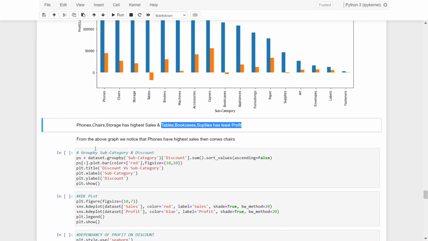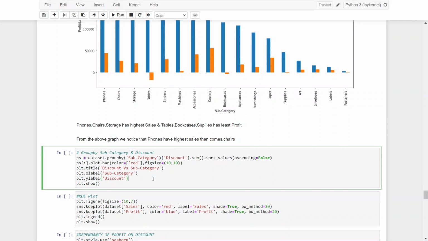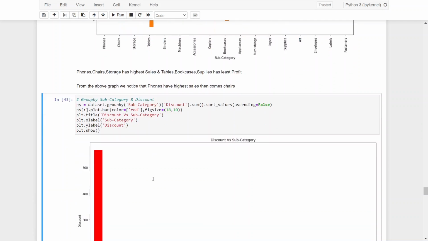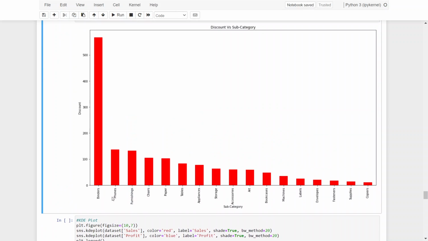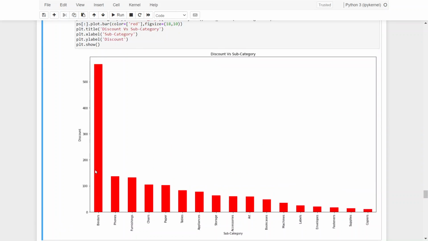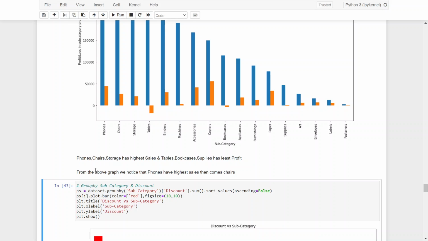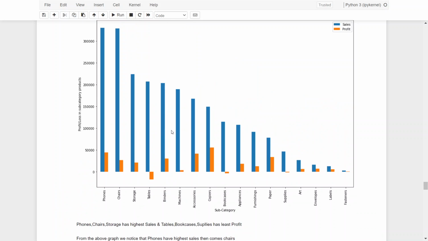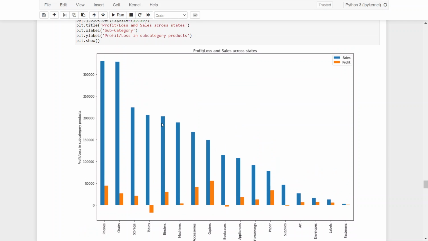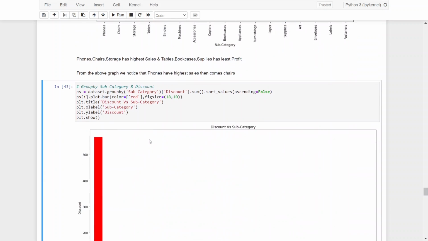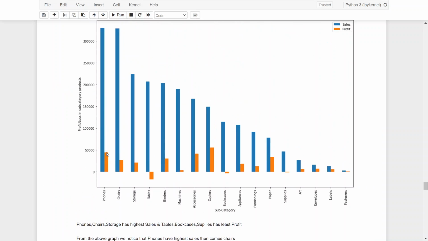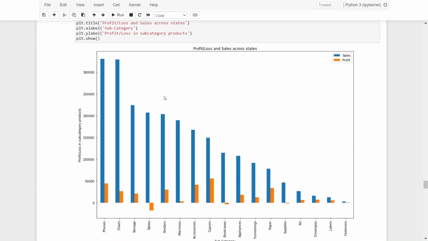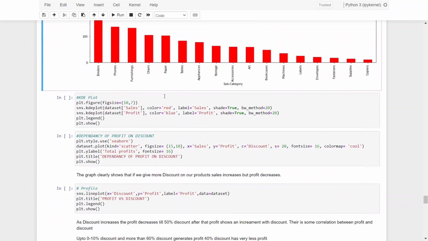And I'm going to plot for subcategory and discount. You can see that binder has the highest discount. Even though the binder has the highest discount, the binder has a lesser number of sales and profits compared to the phones, chairs, storage. You can infer that the highest discount does not give the highest sales and profit. You can see that here also.